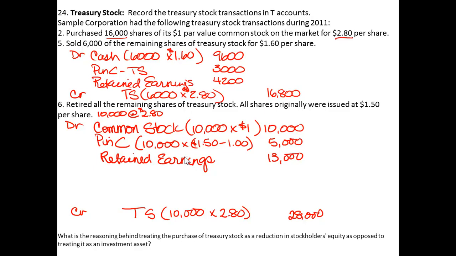The final question is, what is the reasoning behind treating the purchase of Treasury stock as a reduction of shareholders' equity as opposed to treating it as an investment asset? Well, Treasury stock is self-ownership, and all ownership is in shareholders' equity. So if we choose to be our own shareholder, then it needs to go in our ownership section, not as a third-party transaction, as it would be if it was an asset.